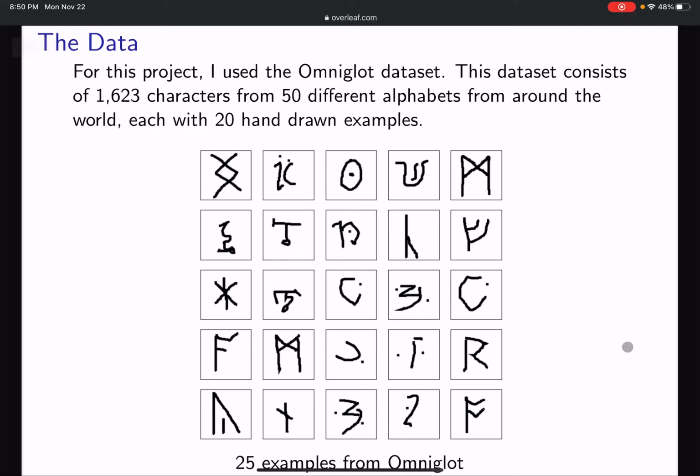For this project, I used the Omniglot dataset. This dataset consists of 1,623 characters from 50 different alphabets from around the world, each with 20 hand-drawn examples.